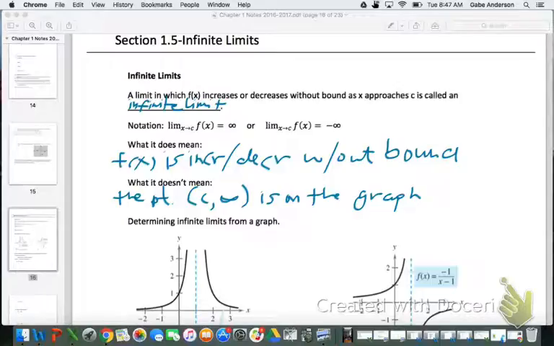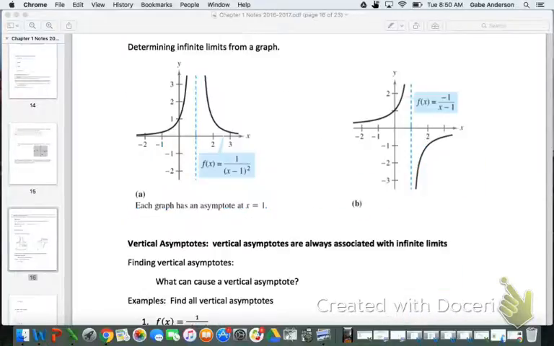Vertical asymptote, right, yeah. Whenever you have an infinite limit, that's almost always going to mean that you've got a vertical asymptote somewhere around what we're looking at. So I'll put VA right here. Could also be a slant asymptote, I suppose, but we're pretty much always going to be looking only at vertical asymptotes in our class. Why don't you take a look at those two graphs, and I just want to run a couple of examples by you.